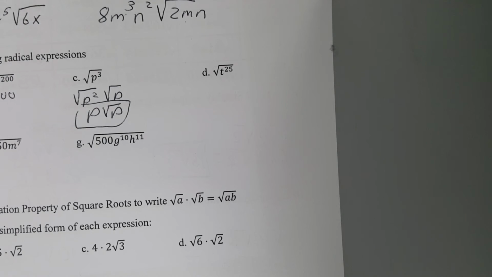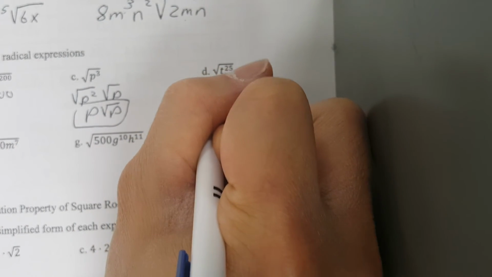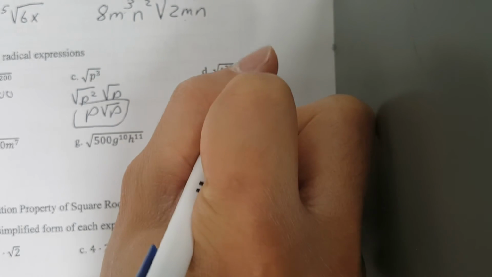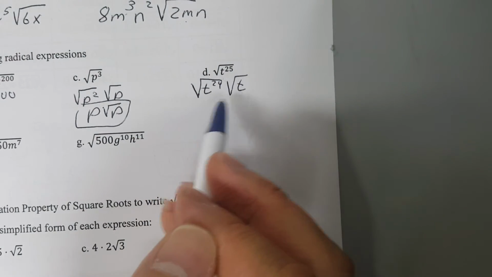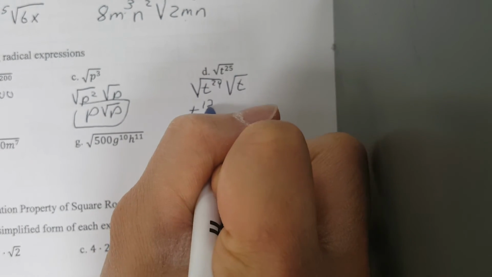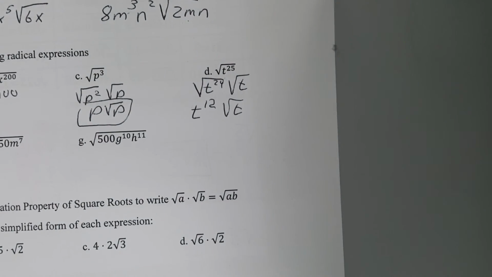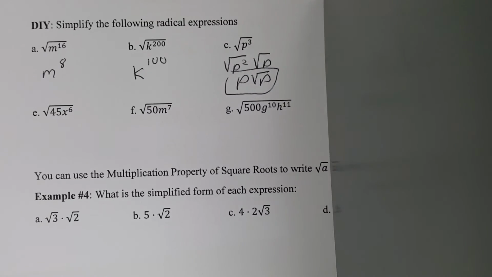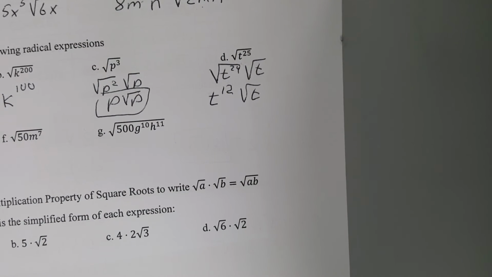Letter D, the radical of t to the 25th is t to the 24th, radical t. Remember, when it's odd, you just take away 1, and you're left with 24. And then half of this is 12, so this is t to the 12th, radical t. Here's D if you didn't get it: t to the 12th, radical t.